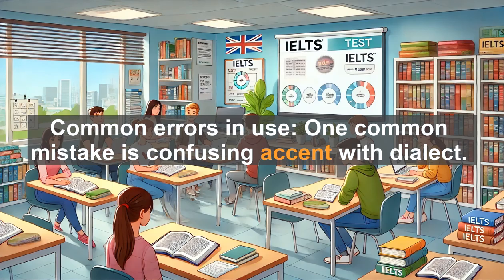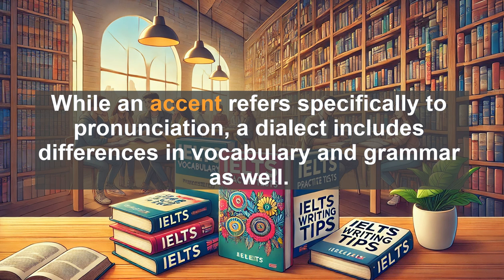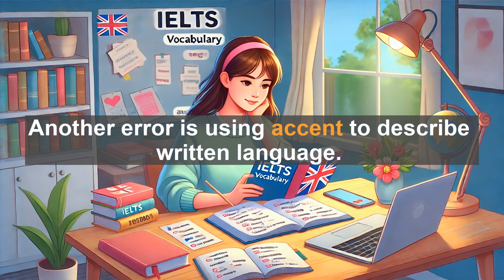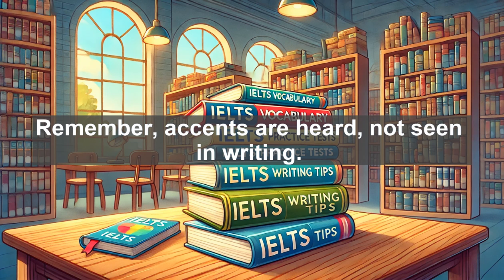Common errors in use. One common mistake is confusing accent with dialect. While an accent refers specifically to pronunciation, a dialect includes differences in vocabulary and grammar as well. Another error is using accent to describe written language. Remember, accents are heard, not seen in writing.